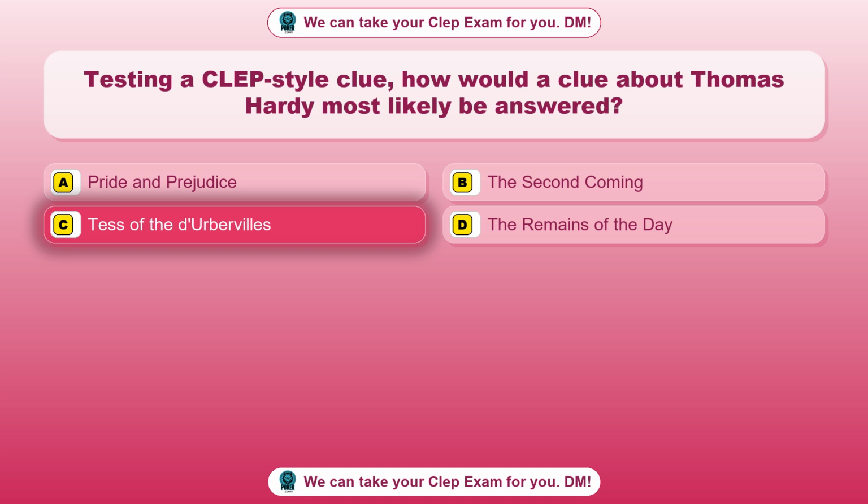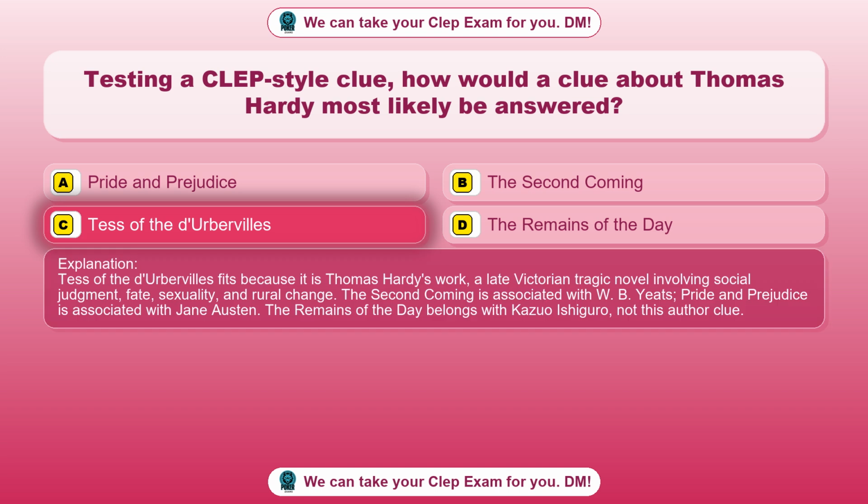Tess of the D'Urbervilles. Tess of the D'Urbervilles fits because it is Thomas Hardy's work, a late Victorian tragic novel involving social judgment, fate, sexuality, and rural change. The Second Coming is associated with W. B. Yeats. Pride and Prejudice is associated with Jane Austen. The Remains of the Day belongs with Kazuo Ishiguro, not this author clue.